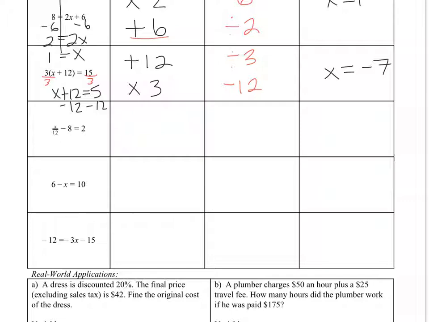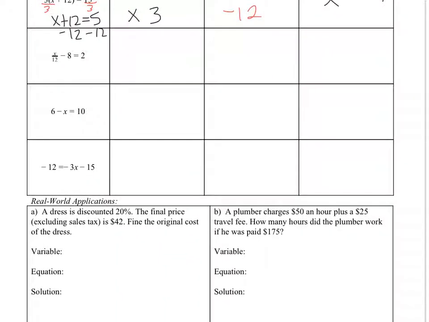So the operations for this one are, I am dividing x by 12, and then I am subtracting 8. So the inverse operation is going to be add 8 and then multiply by 12. So if I add 8, I'll get x divided by 12 equals 10. And then I'm going to multiply both sides by 12 to get x equals 120.